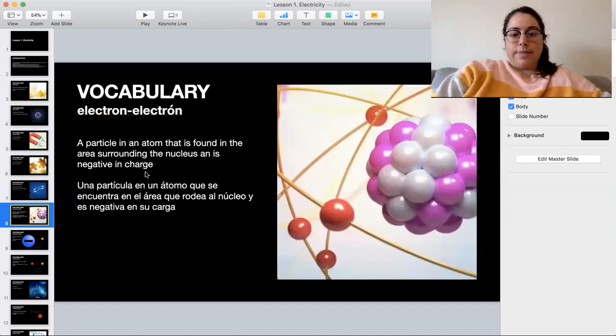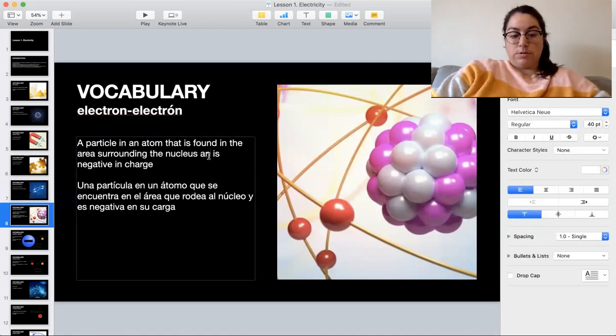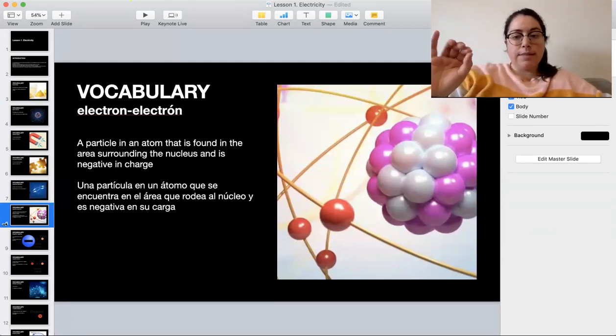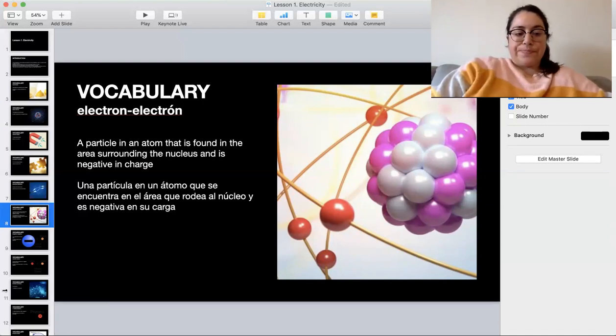Then electron, electrón. It's a particle in an atom, like this one here, that is found in the area surrounding the nucleus. Nucleus is this part. The electron is negative in charge. Es una partícula, o sea, algo muy pequeñito en un átomo que se encuentra en el área que rodea al núcleo. Este es el núcleo, este es el electrón y es negativo en su carga. You're going to understand more in a moment, don't worry.